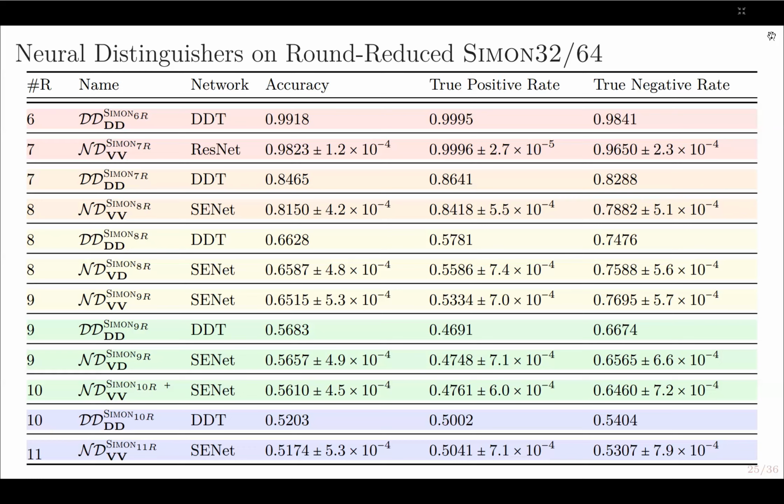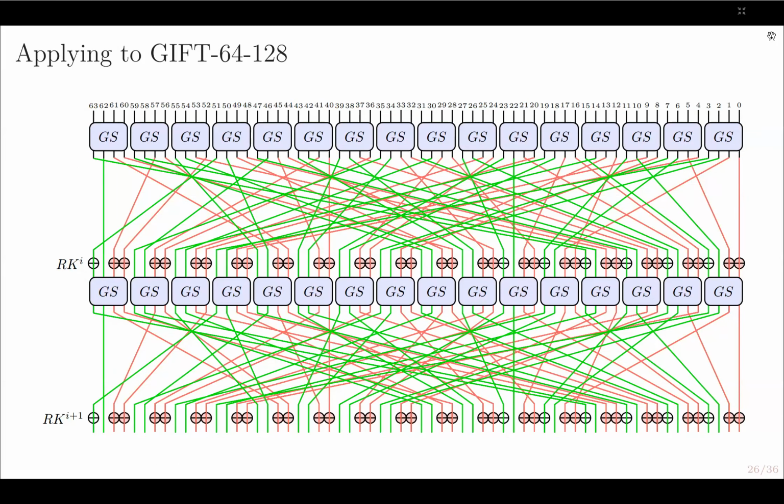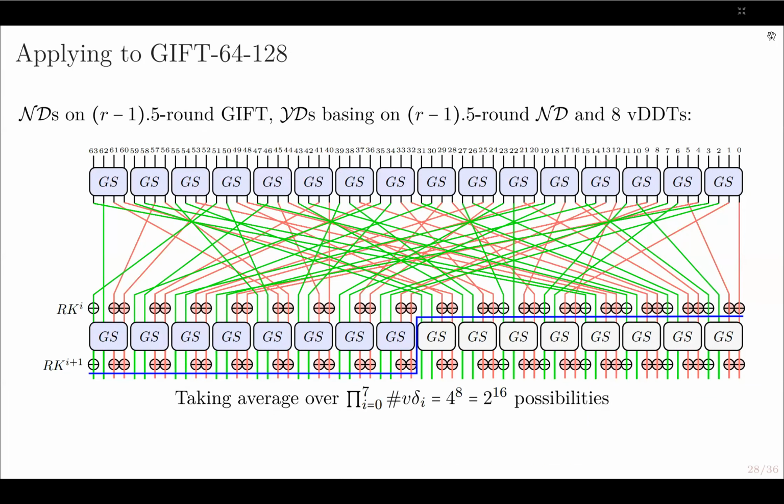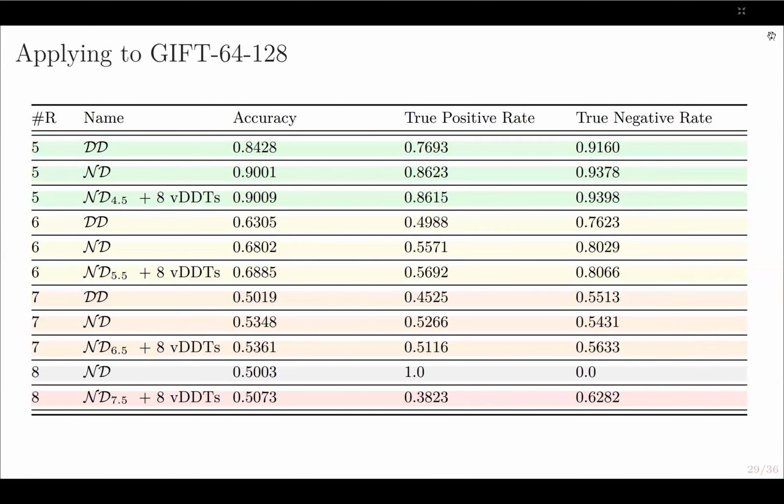And for GIFT, because the key is XORed to only half of the state, given a pair of ciphertexts, we can get the difference and we can get half of the values input to the last S-box layer. And then we can compute the differential distribution of the inverse S-box conditioned on the partially known value. Then we can, for example, combine the round R-1 neural distinguisher and several differential distribution tables based on known values of the S-boxes to get a round-R distinguisher. That distinguisher achieves higher accuracy than the pure neural distinguisher and the DDT distinguisher. And for some of them, it can get a valid distinguisher where the neural distinguisher previously could not.